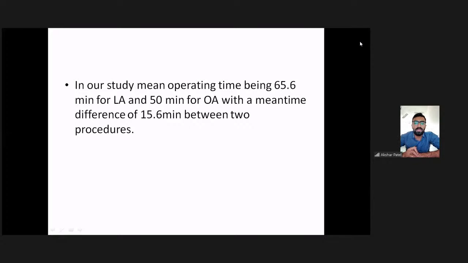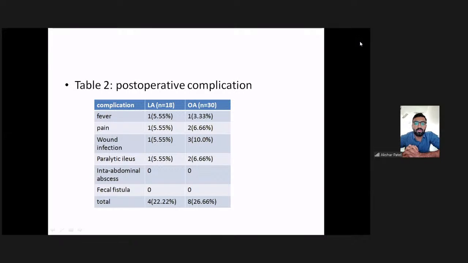In our study, mean operating time being 65 minutes for laparoscopic appendicectomy and 50 minutes for open procedure, with a mean time difference of 15 minutes between two procedures. Next slide. Post-operative complication. We included complication after appendicectomy: fever, wound infection, paralytic ileus, intra-abdominal abscess, fecal fistula.